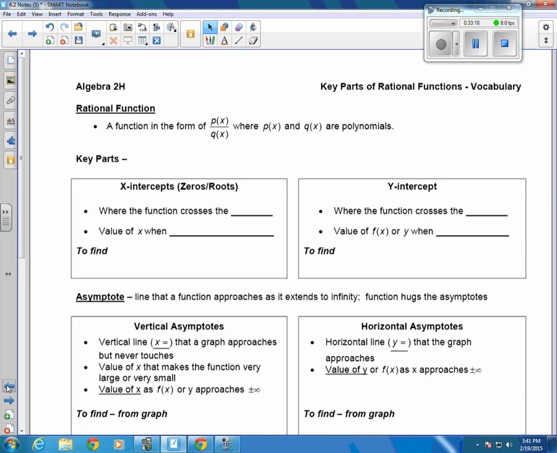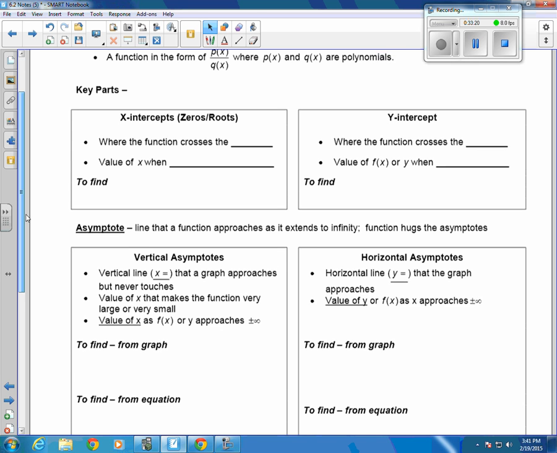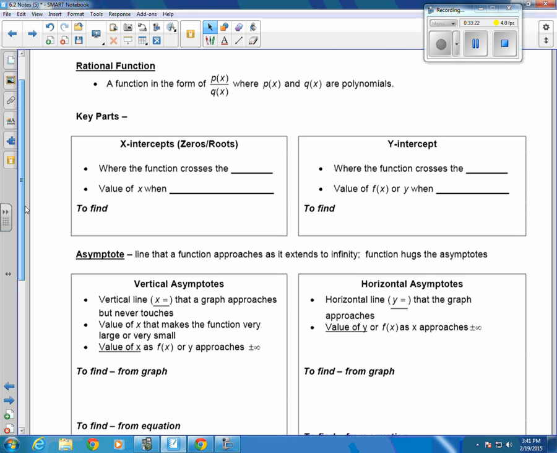So an x-intercept. All right, so we're working with all these rational functions, and a rational function is whenever we have an x in the denominator. So if there's an x in the bottom, it's a rational function. So an x-intercept is where the function crosses the x-axis. It's the value of x when y is 0. And to find that, what did we say?